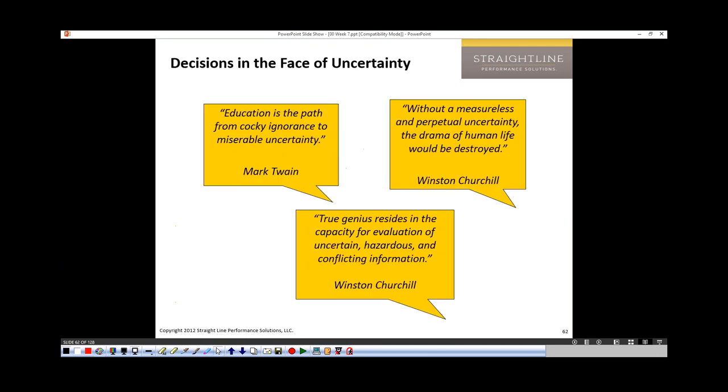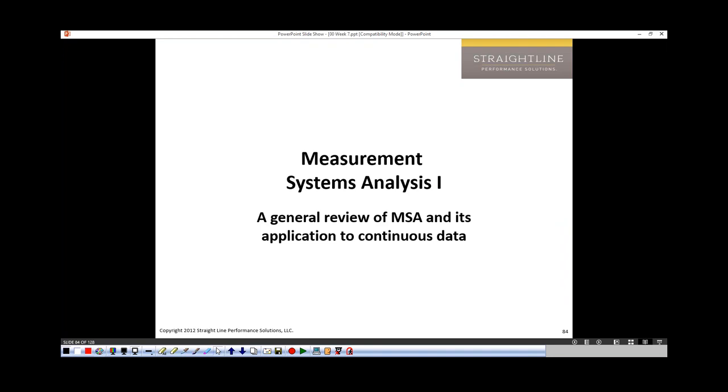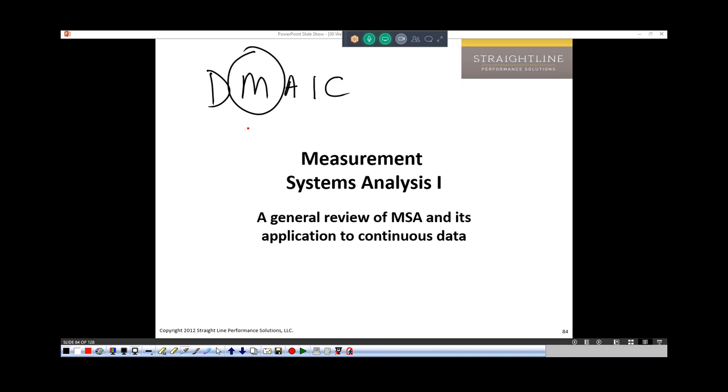We're going to go to measurement systems, see if I can get there. So it's 84, I think, starting on 84. There it is right there. Okay, and like I said, measurement systems analysis, I want to put this in context. It can happen in a lot of different places, but it most often happens here. Why the heck, then, are we covering this at the end of the course instead of at the beginning? There are two different reasons.